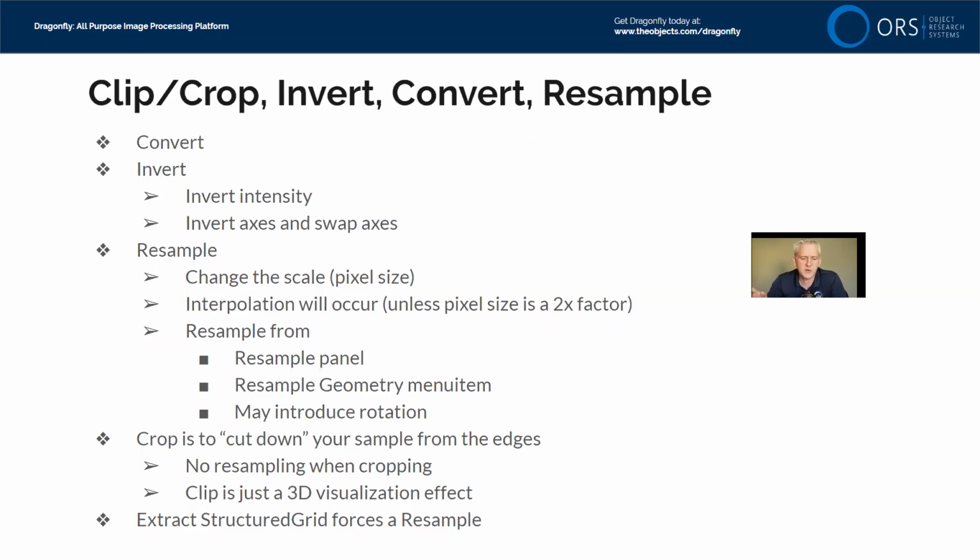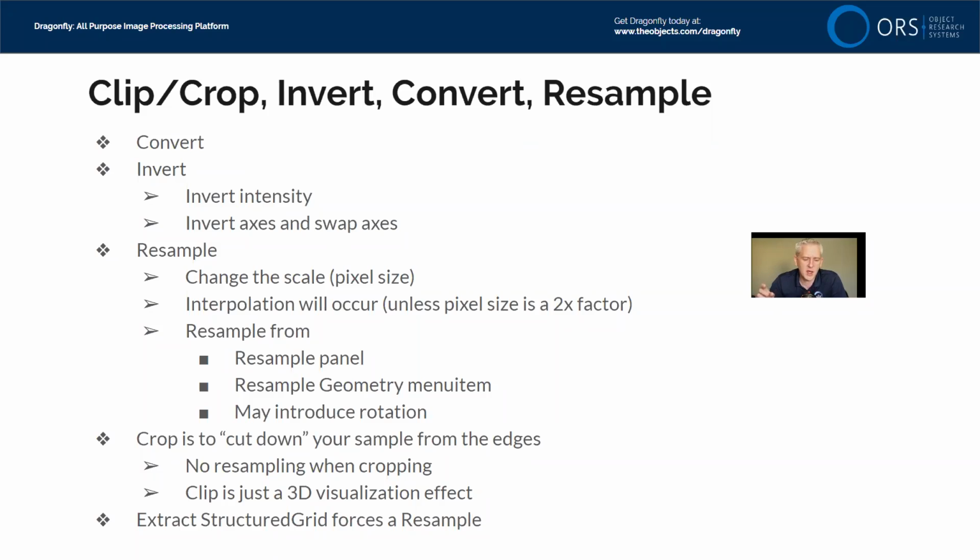Then we'll talk about the two different ways you can resample, either from the resample panel or from the resample geometry menu item, which can induce rotation. The latter can. So hopefully we can cover that. Then we'll talk about clipping and cropping. We may actually do these in a different order.